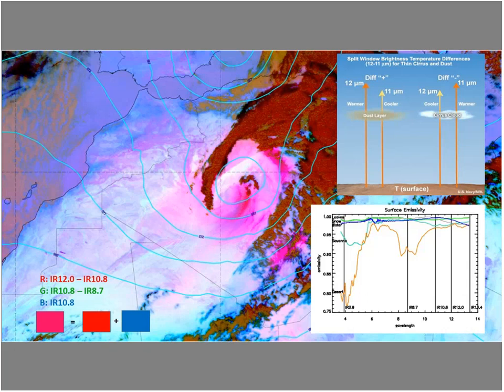So basically, why is red so high? Because you can see on this right image here, the dust layer transmits more heat through the 12 micrometer channel than through the 11 or 10.8 micrometer channel. That means that over a dust cloud, this brightness temperature difference is high, so the red color is high, and then there is the blue contribution.